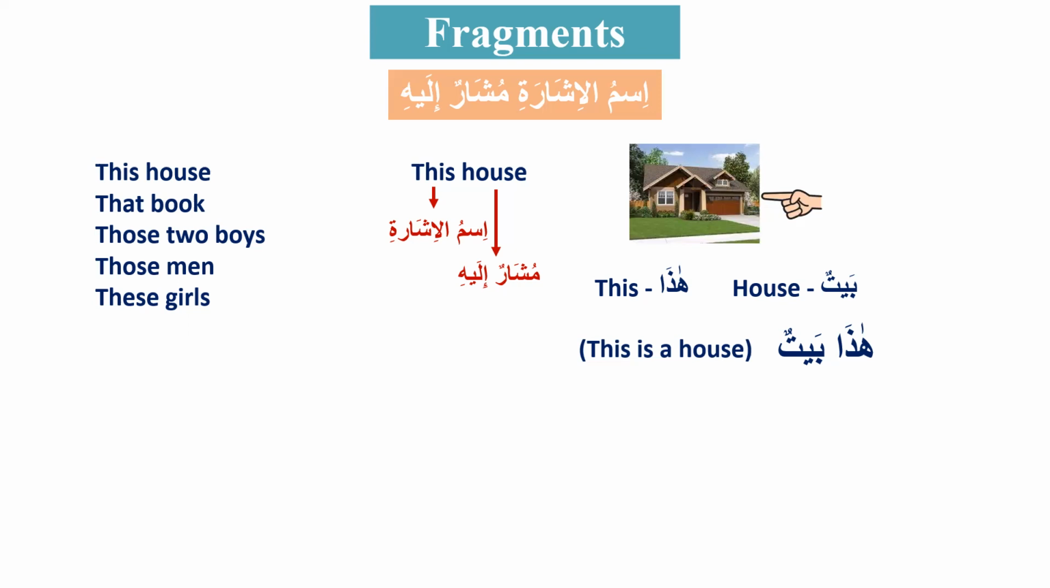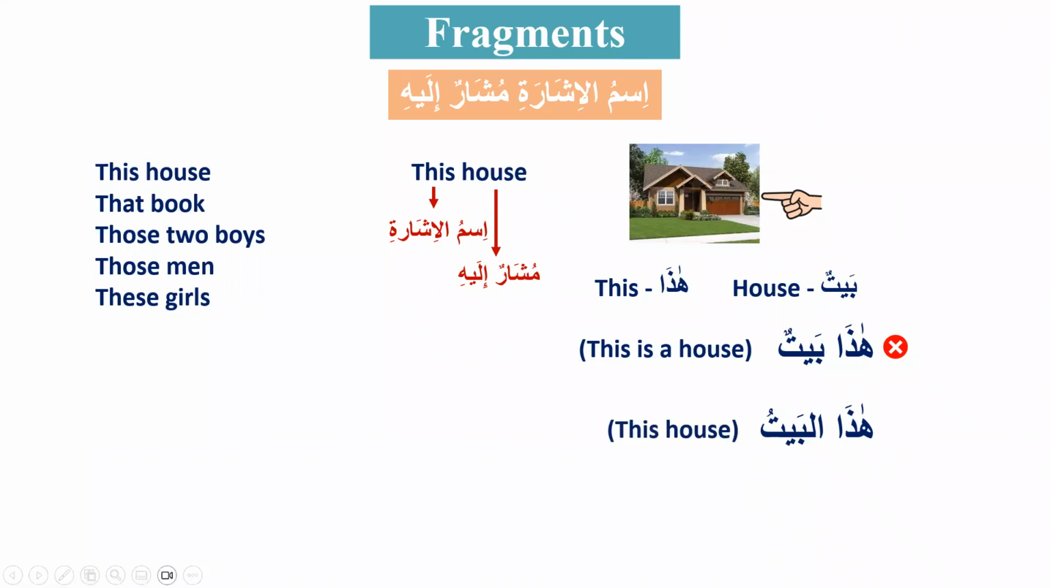So we were looking for Hazal Baitu. We didn't get it by putting these two words together. Now you tell me again, Ibrahim, what is the correct one? Hazal Baitu. So Ismul Ishara always have al with it. And when you put al, then Tanween has to go and it is replaced with a single haraka. Hazal Baitu. So this house. This is a fragment. This house.